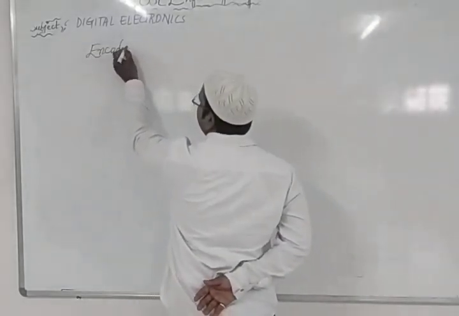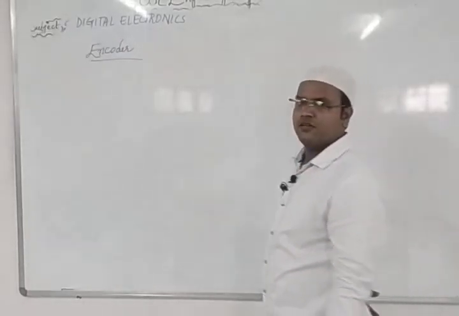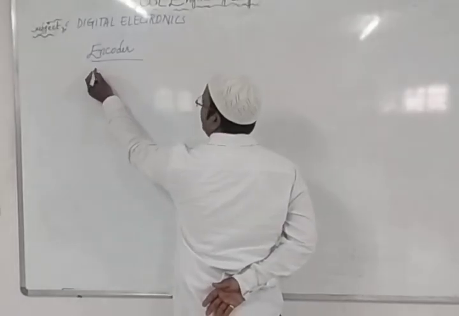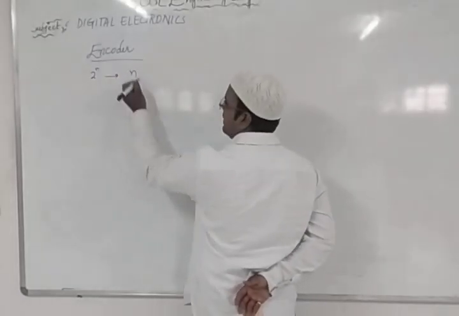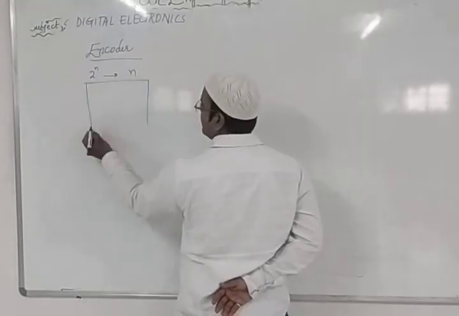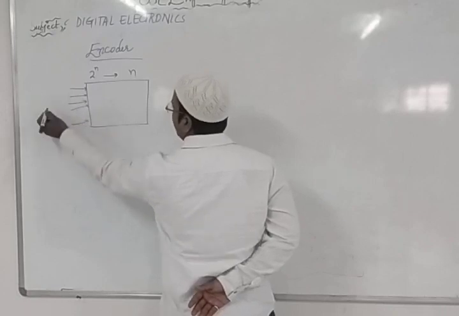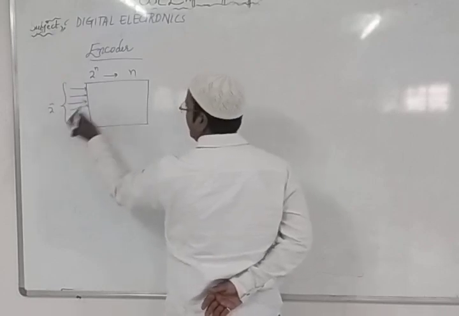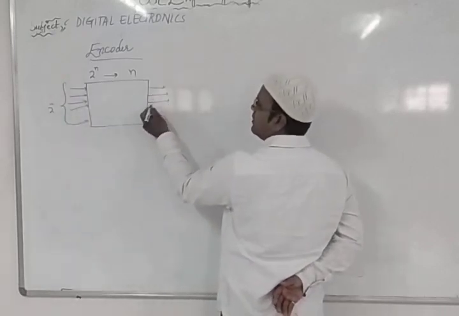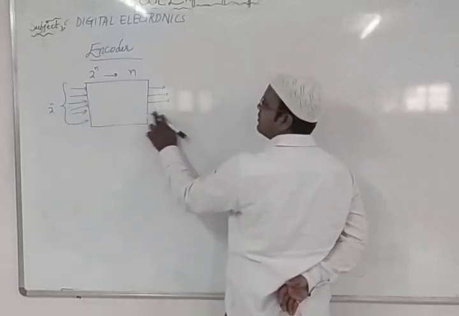So basically what is the meaning of the encoder? Encoder in the sense, we are having 2 power n number of inputs and the output would be n, right? So it is quite the reverse of a decoder. It is also a type of combinational logic circuit that depends upon the input combination, which needs to be 2 power n, and the output combination should be n. So whatever the input is, depending upon that it is going to take the output.